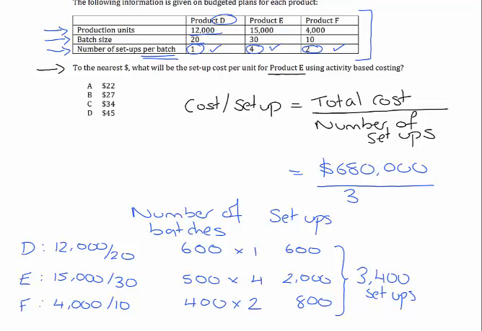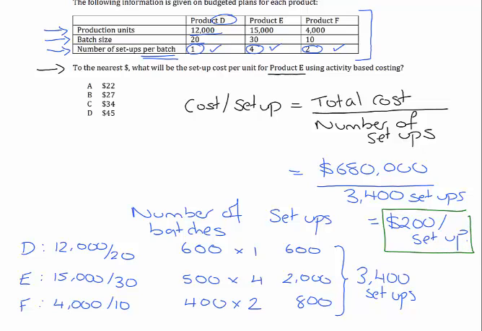That can then go on the bottom of our calculation, and if we do 680,000 divided by 3,400 setups, we get $200 per setup. Now, keeping this figure in mind then, it's $200 per setup, and we've got to look at this per unit for product E.